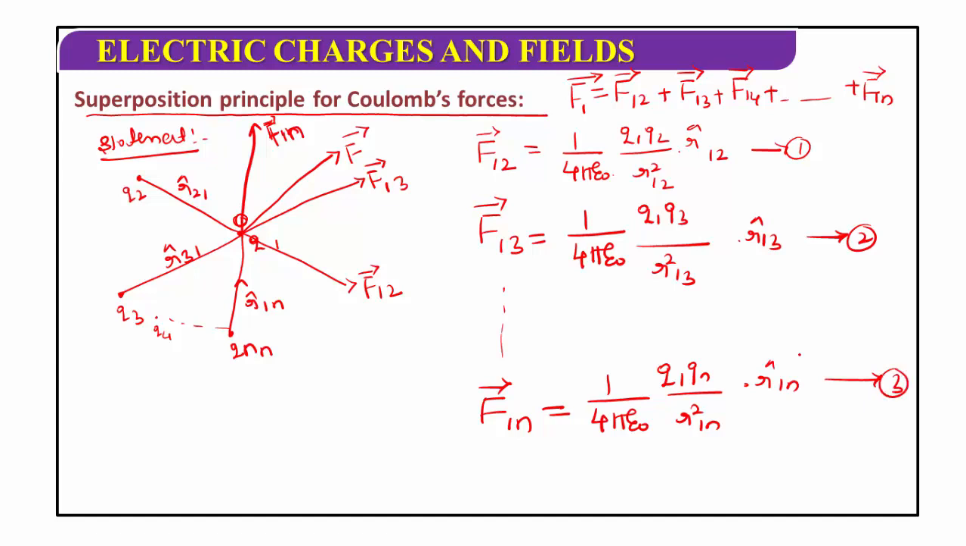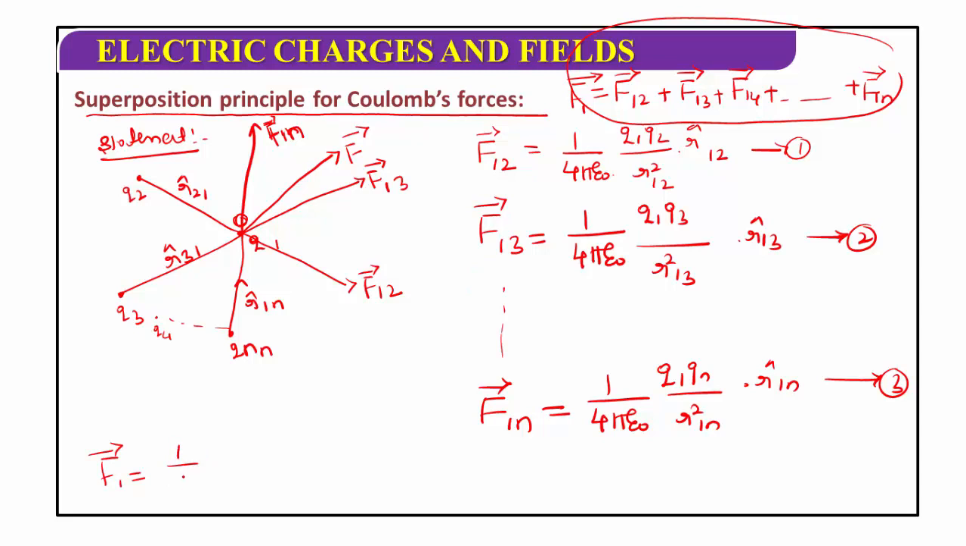Here we use the vector form of Coulomb's law itself, but this is for multiple charges. Now substitute equations 1, 2 and 3 in this equation. This is the general equation. According to the principle of superposition, we need to find out the net force acting on the charge q1. Net force acting on the charge q1, that is vector F1, is equal to, substituting all the values here.